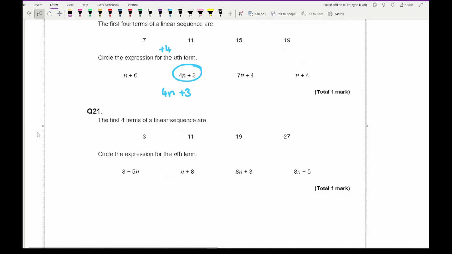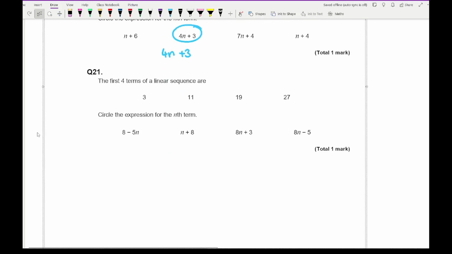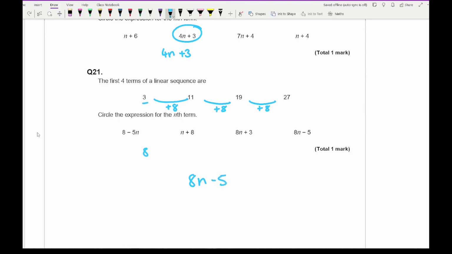Looking at question 21, it says first four terms of the linear sequence are as follows. Circle the expression for the nth term. Looking at this, the difference is plus 8. So I'm looking for 8n. And then what do I need to do from 8 to get to the first term? I need to take away 5. So it's 8n minus 5, which is my fourth option.